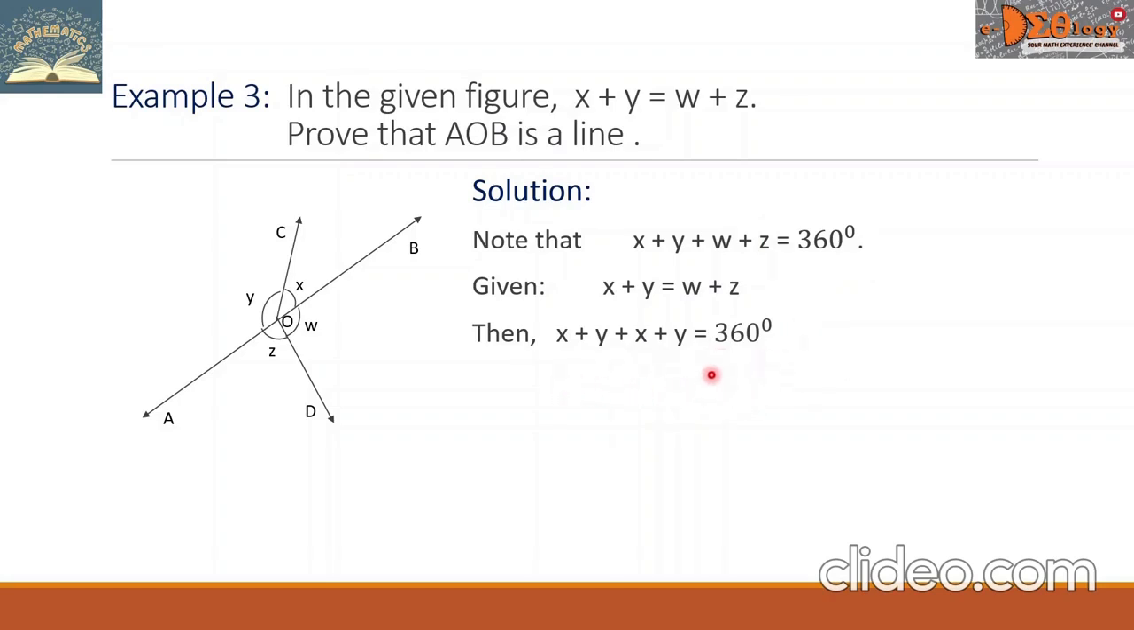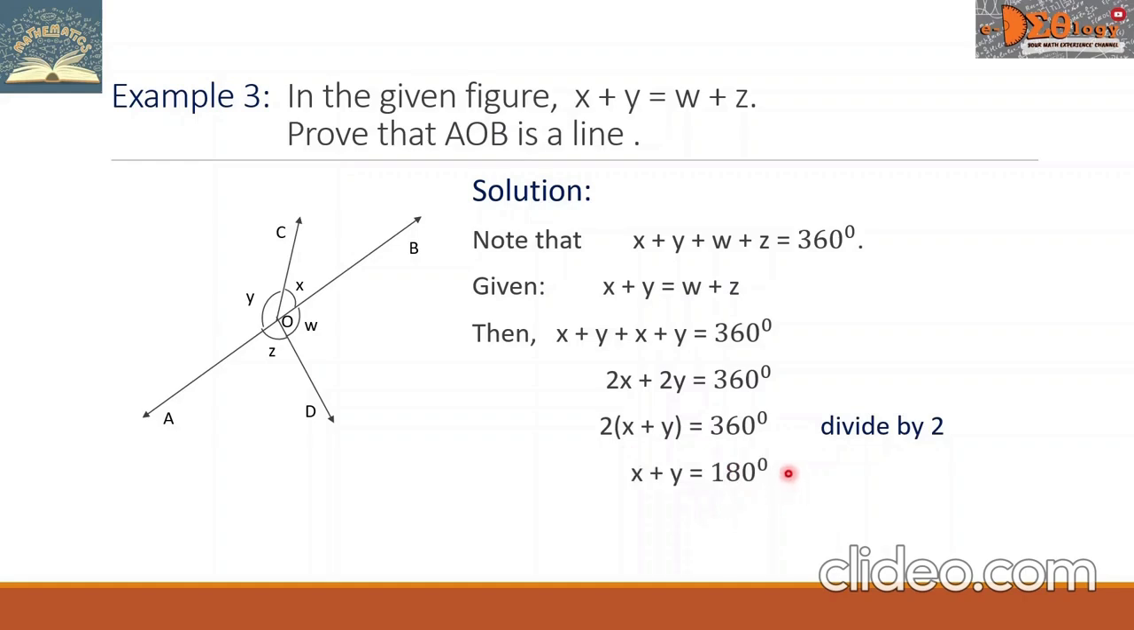When we simplify, the left side becomes 2x plus 2y. Then we can factor out the number 2. We have 2 times the quantity x plus y. Let's divide this equation by 2. So x plus y equals 180 degrees. This is the definition of a linear pair. So, since x plus y form a linear pair, AOB is a line.